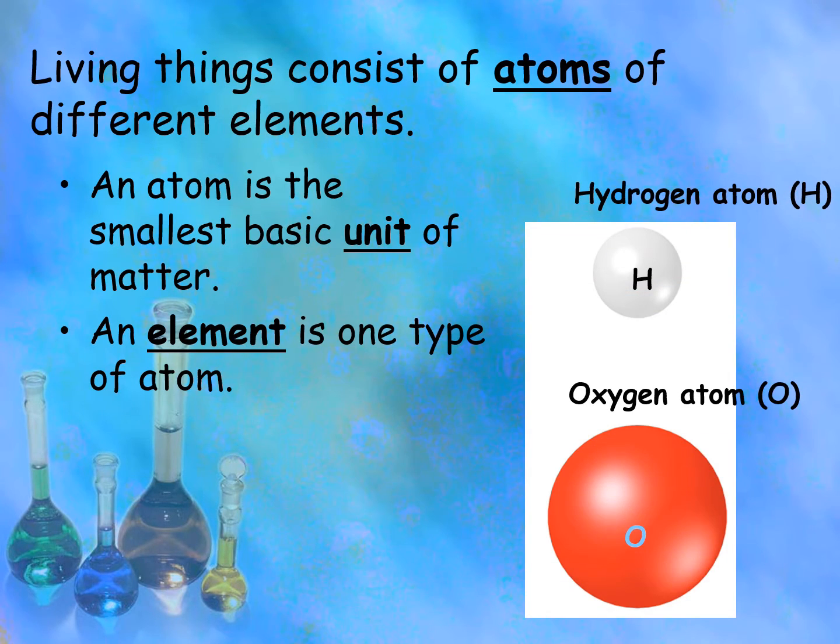Here we have a hydrogen atom and an oxygen atom. If you notice at the end of those titles, there is a letter in parentheses, and that represents an abbreviation for that particular element. Many of the elements have a letter that they begin with, the first letter. Some of them have slightly different abbreviations. Please make sure you highlight vocabulary terms as you go through these notes.